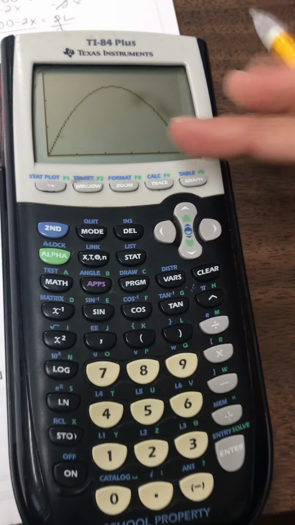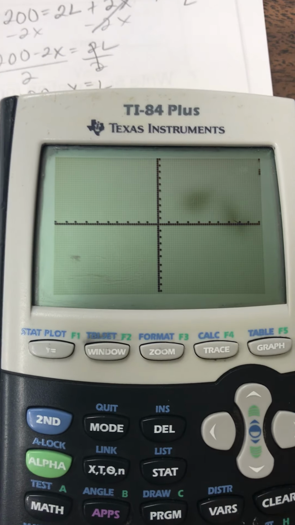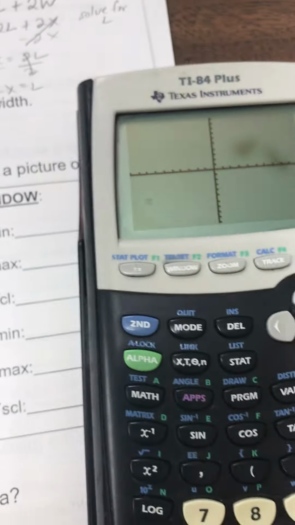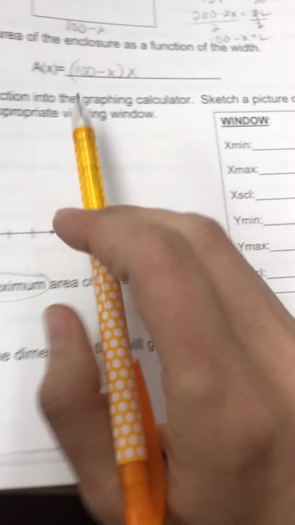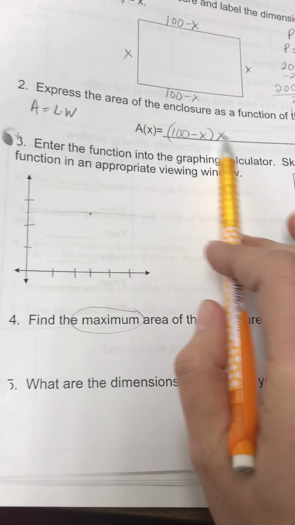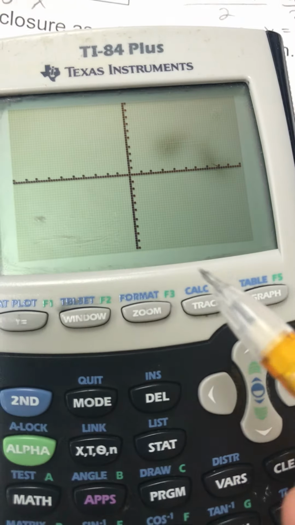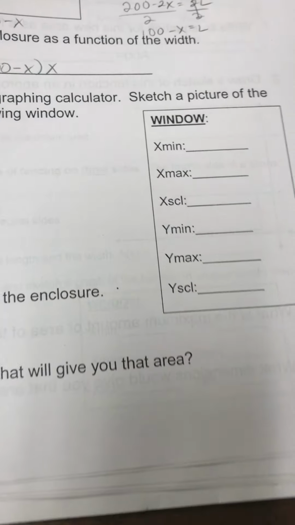Okay, so your calculator is going to be zoomed out, right? You're going to be in a standard mode originally, and you can't see anything in standard mode because this is a very big graph. All right, so now this next part, it's asking you to graph this area. So that's why I just put this in y equals. But when you go to graph it, you're not going to be able to see it in the standard window. So when it says sketch a picture of the function in an appropriate viewing window, you're going to have to modify the window to be able to see it.